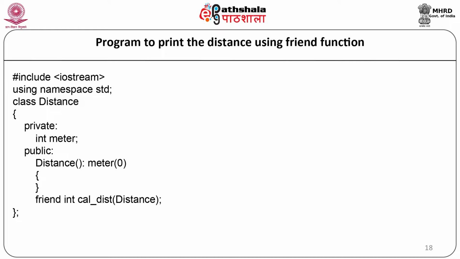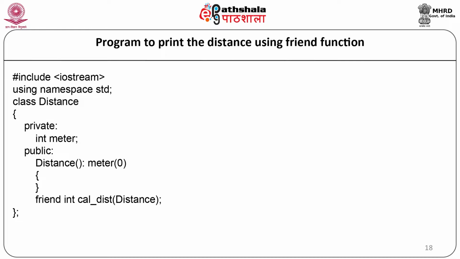We will have one friend function as friend int cal_distance, and in brackets, Distance. Now this is the declaration of the friend function. As you can see, friend is a keyword, int is the return type of the function, cal_dist is the name of the function, and Distance is the object as a parameter, and our class declaration will end.